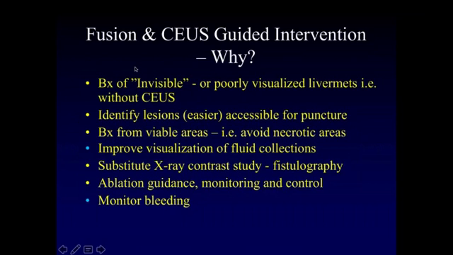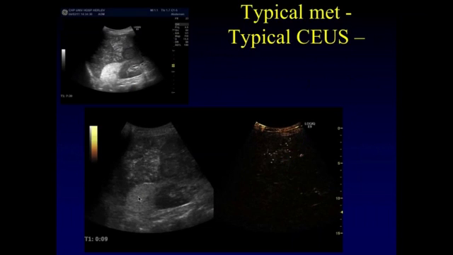That could be we need to do a biopsy of an invisible lesion, that is, you cannot see it with B mode, or you would like to identify lesions that are easier to biopsy than the one you have seen on CT or MRI. You need to biopsy from viable areas to avoid necrotic tissue. You might want to improve your visualization of fluid collections. You can substitute an X-ray contrast study with a CEUS physiologically and thereby spare the patient from X-ray. You can use it in ablation guidance, and you can use it to monitor bleeding. I will not go into details with all of these areas. I will show some of them.